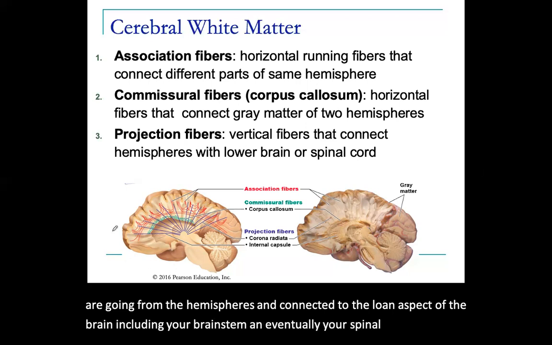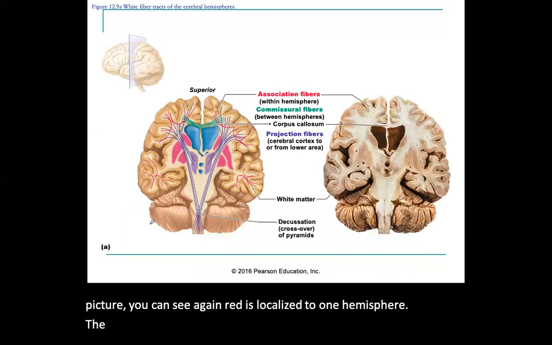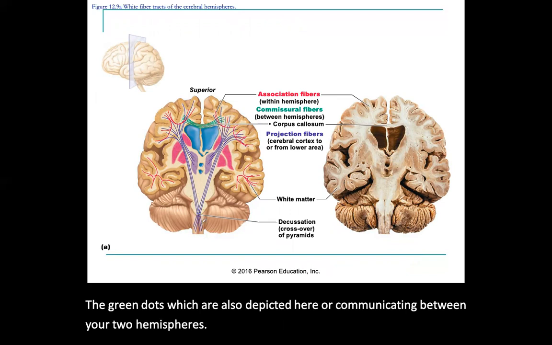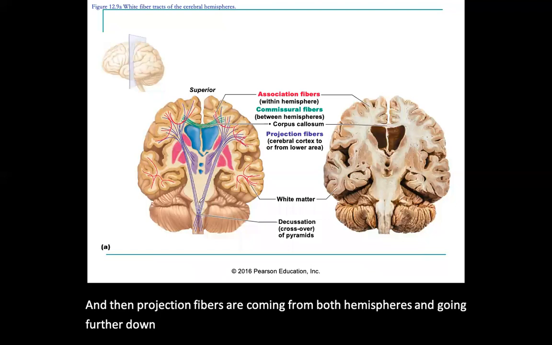So in this picture, you can see again, red is localized to one hemisphere. The green dots, which are also depicted here, are communicating between your two hemispheres. And then projection fibers are coming from both hemispheres and going farther down the brain, including your brainstem and the spinal cord.